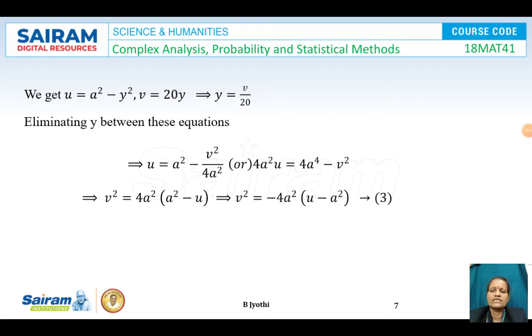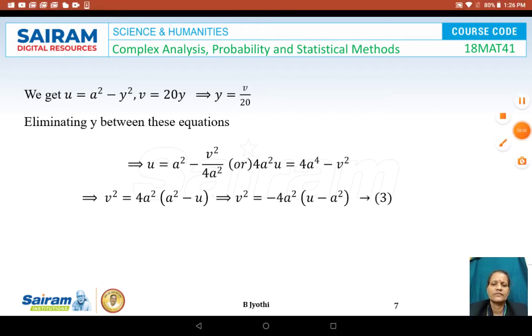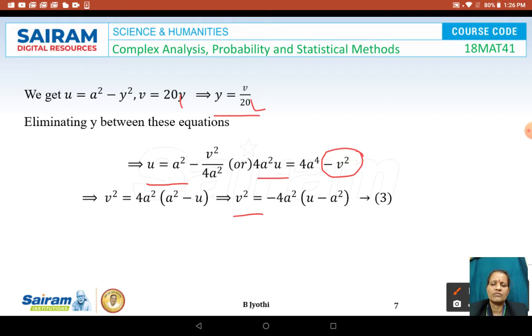So, u is equal to a square minus y square and v is equal to 2ay. Therefore, y is equal to v divided by 2a, and eliminating y between these equations we get u is equal to a square minus v square by 4a square, or 4a square u is equal to 4a power 4 minus v square. We want only v square, therefore v square is 4a square into (a square minus u), or taking the minus sign outside, v square is equal to minus 4a square into (u minus a square), which is nothing but a parabola.